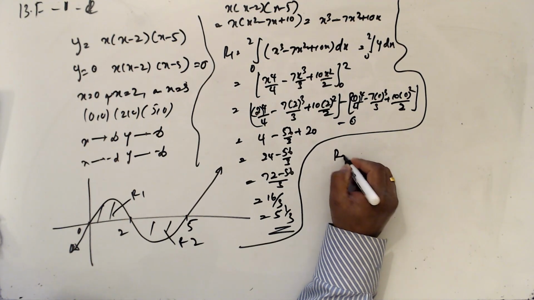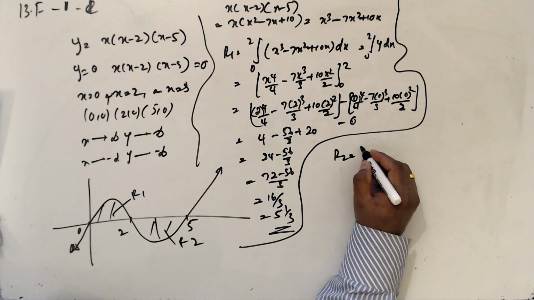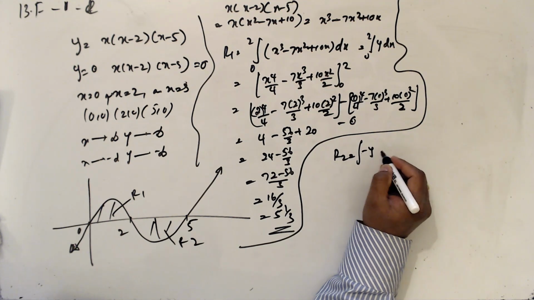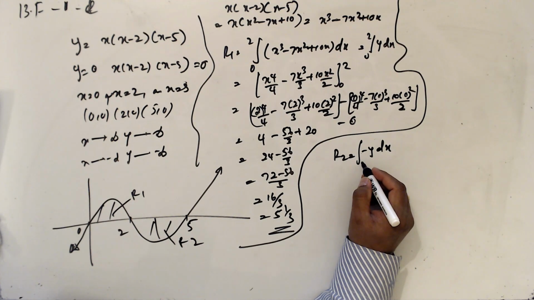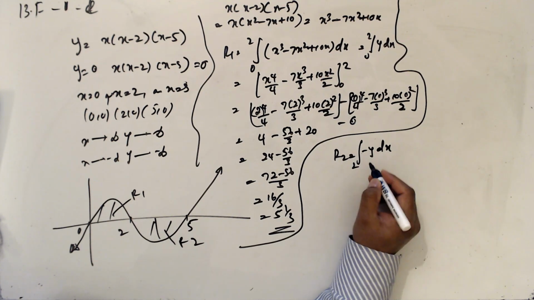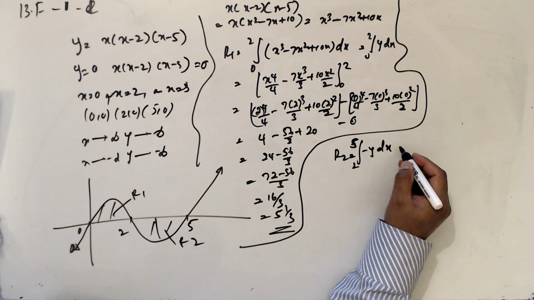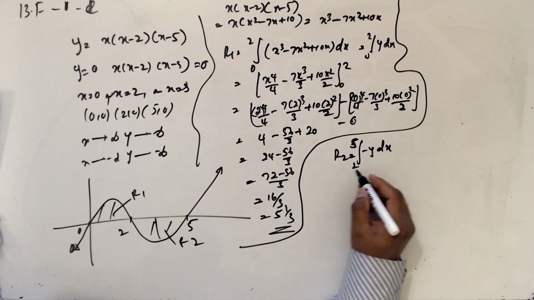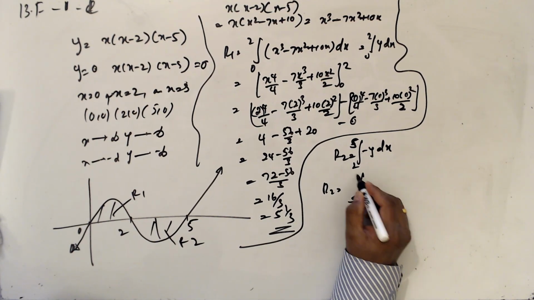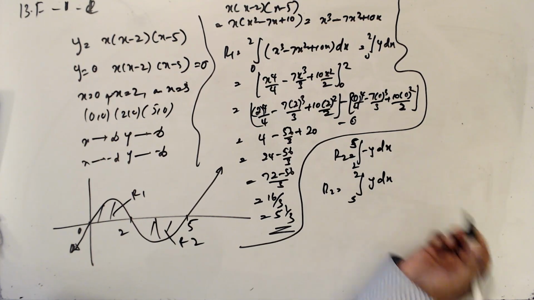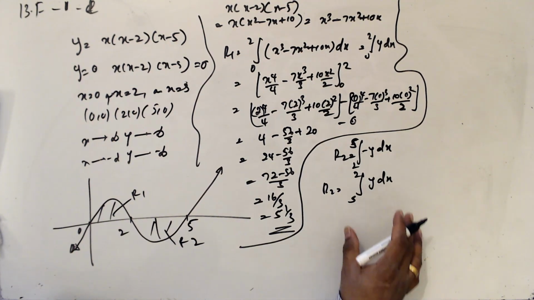Now R2 is on the negative side, so this is going to be minus y dx from 2 to 5. It means R2 equals the integral from 5 to 2 of y dx. I get rid of the minus. Now you will get the positive.